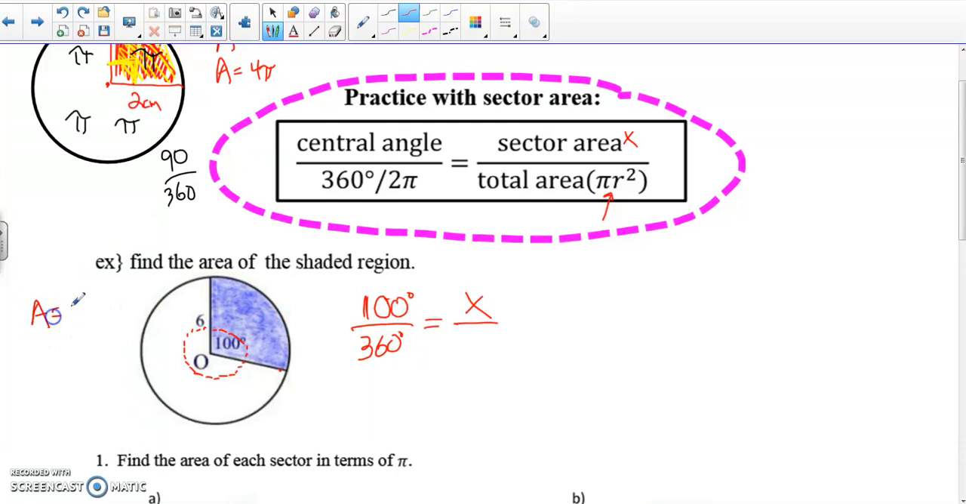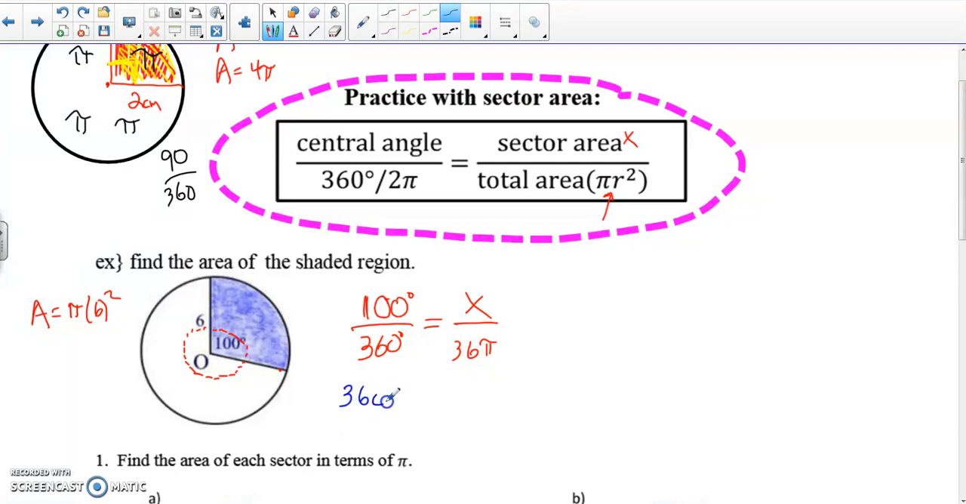So the area of this whole circle is pi r squared, pi times 6 squared. 6 squared is 36, so my area is 36 pi. So 100 degrees is to 360, part over whole, as part of my area is to the whole area. The same exact thing we've been doing, except the only thing that's different is the 36 pi is pi r squared. So we cross multiply.